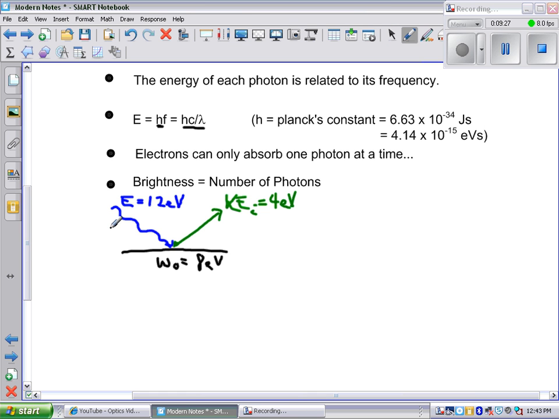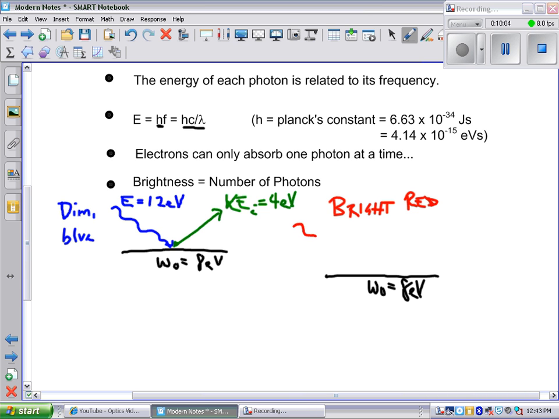Now, let's label this. I didn't label it over here. This is dim blue light. Okay, it's dim, yeah, it's dim blue light. Now, over here we're going to do bright red light. All right, so we'll use the same surface with the same work function. Okay, now, if it's bright, it has lots and lots and lots of photons. So we're going to draw, say, 3 photons.